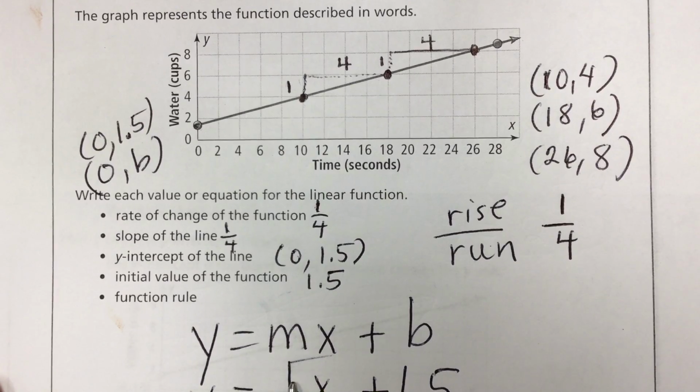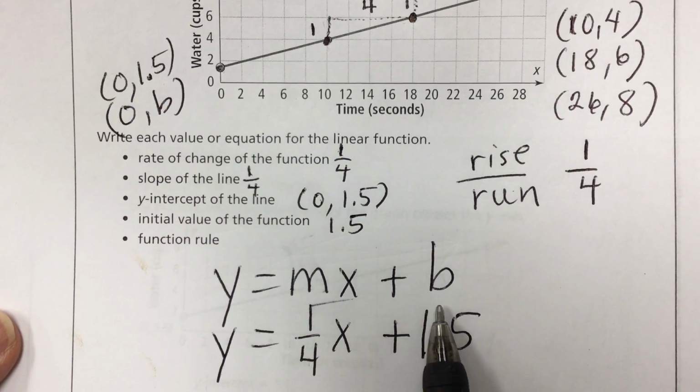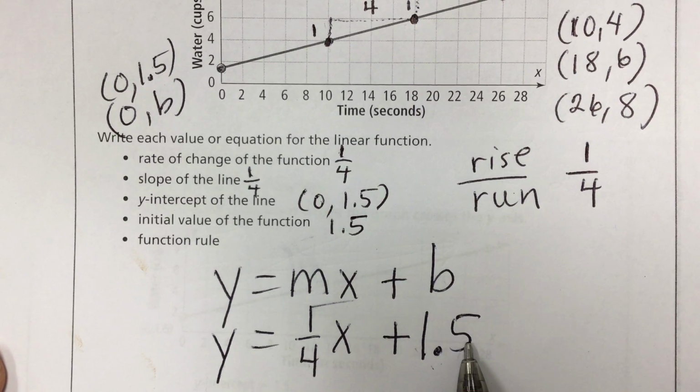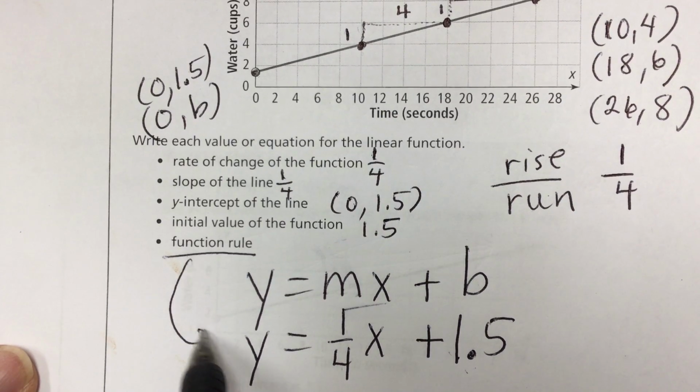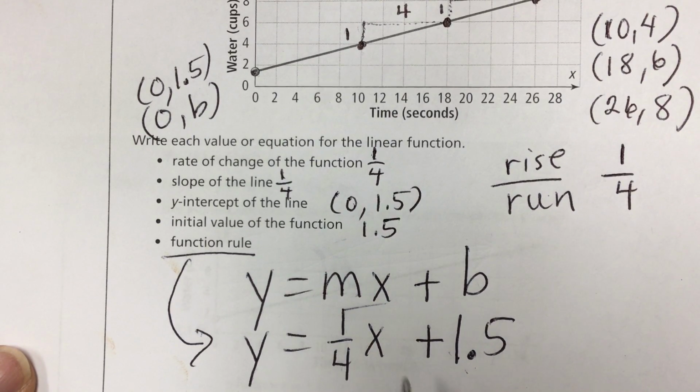So your rate of change is 1/4. Your b, which is your initial value, is 1.5. Therefore, your function rule is y = 1/4 x + 1.5.